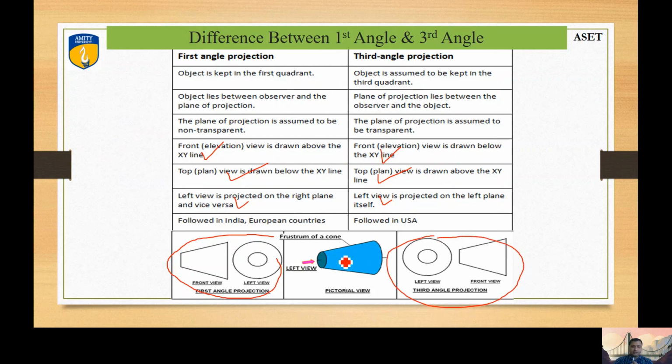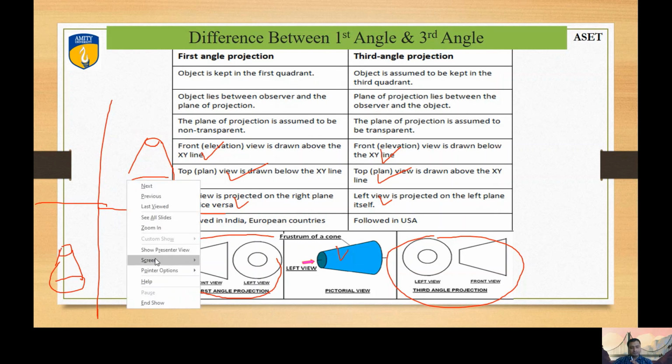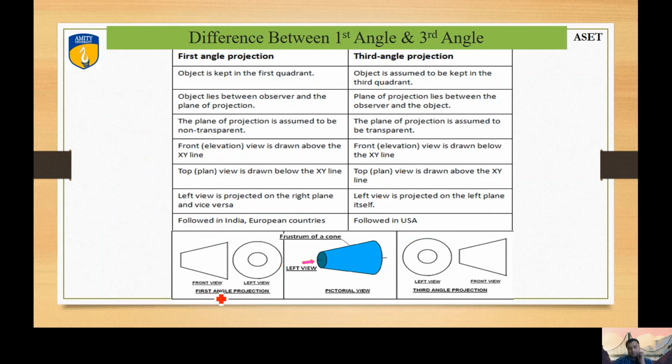And this symbol is drawn by means of a frustum of cone. So when you observe a frustum of cone, if you just keep a frustum of cone and observe the front view and top view in the first angle as well as in the third angle, you will be able to know the symbol, right? So it is very important that you should know the symbol of the first angle and third angle. So this is the symbol of the first angle.